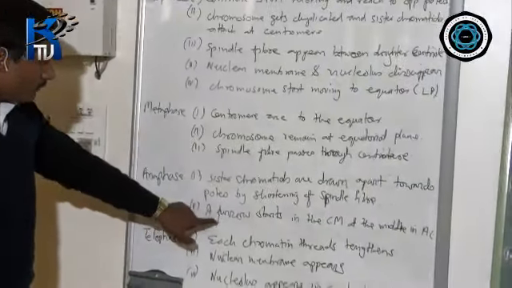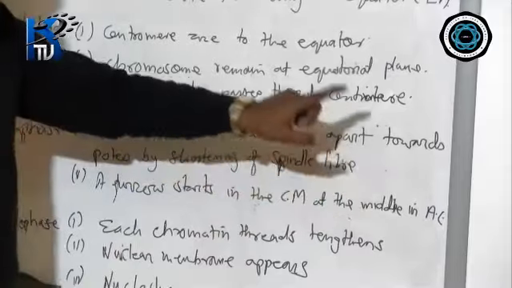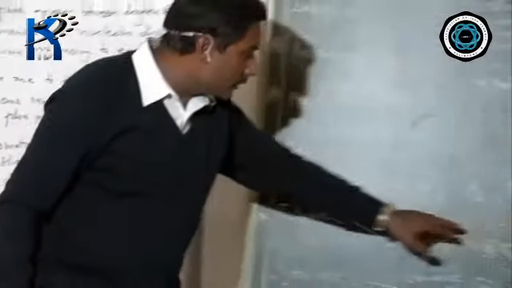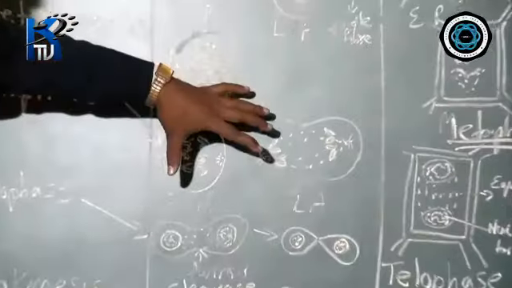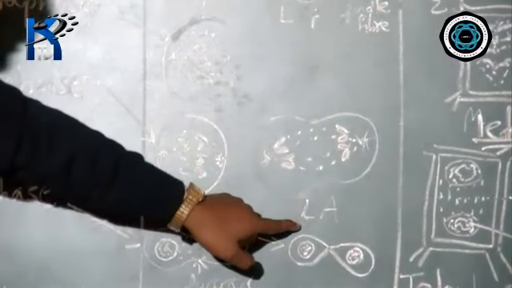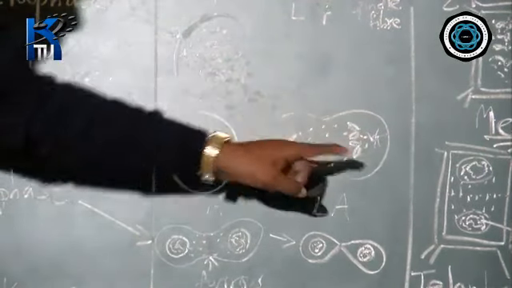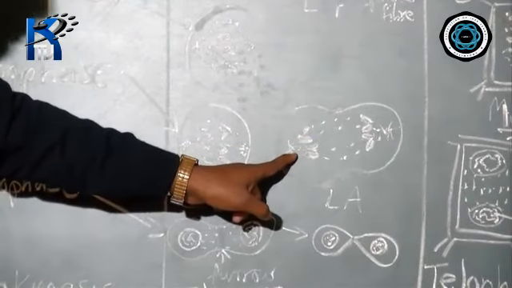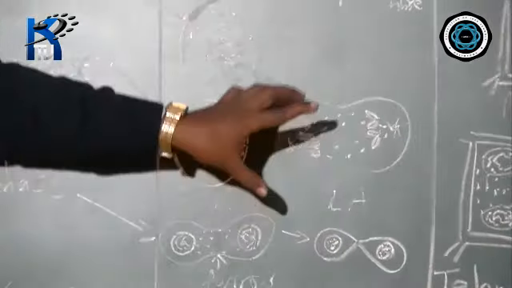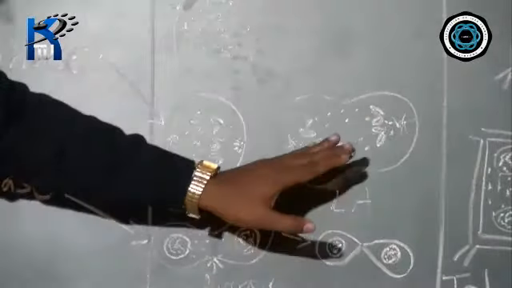Number 2, a furrow starts in the cell membrane at the middle in the late anaphase. That means now in anaphase, when the anaphase is about to get over, that is called late. So in the late stage, this furrow like a depression will get formed, and these chromatid structures are about to reach the pole, they have not reached the pole yet. By this diagram you come to know that it is late anaphase.